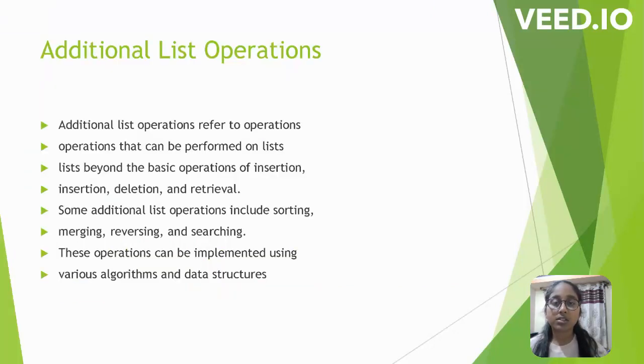Today we are going to discuss data structures. In data structures, we are going to see additional list operations. Additional list operations refer to operations that can be performed on a list beyond the basic operations of insertion, deletion, and retrieval. Some additional list operations include sorting, merging, reversing, and searching. These operations can be implemented using various algorithms and data structures.